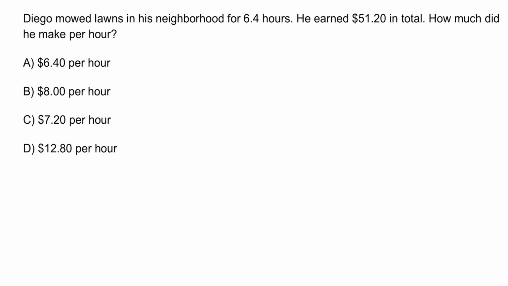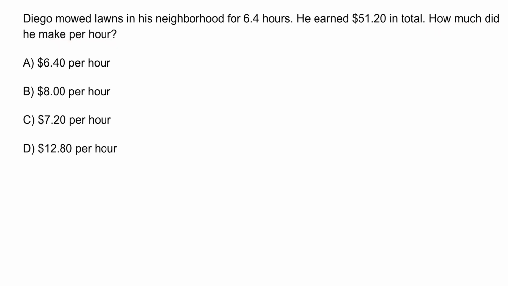So this question is very similar to question 10 on your end of unit assessment. And this question says, Diego mowed lawns in his neighborhood for 6.4 hours. So we're talking about Diego. He mowed some lawns and he did it for 6.4 hours. It says he earned $51.20 in total. So he earned this much money for mowing lawns for this much time. And the actual question being asked is, how much did he make per hour?